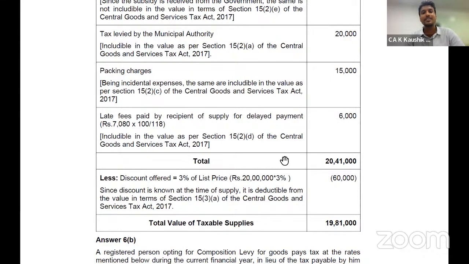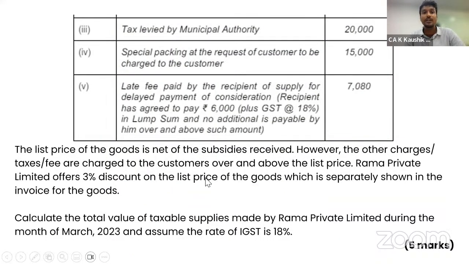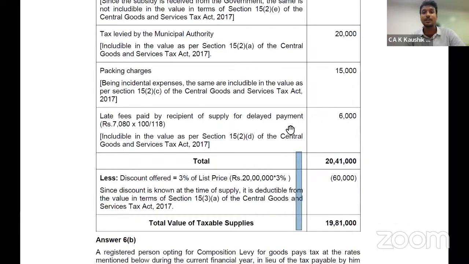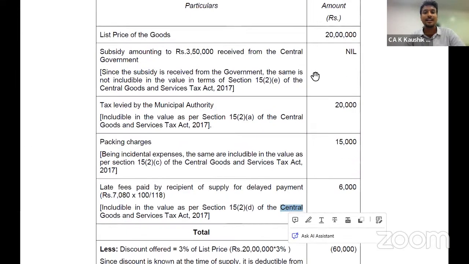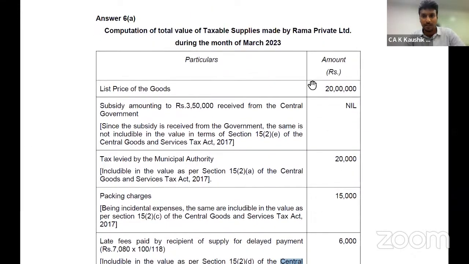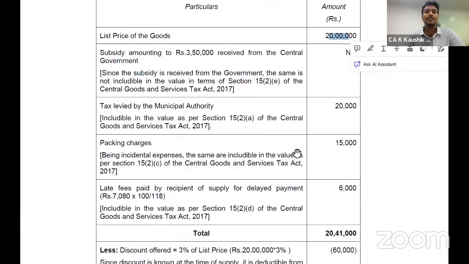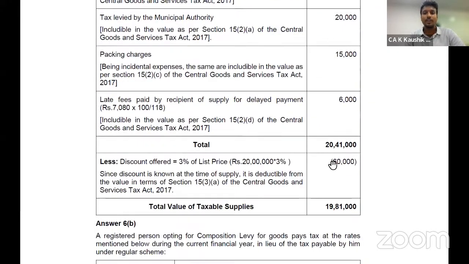For this, they've given a discount offered at 3% on the list price. Don't forget that it is the list price. What is the list price? List price is 20 lakhs and not 20,41,000. So 3% should be calculated on 20 lakhs, that is 60,000. So 20,41,000 minus 60,000, the total value of taxable supplies becomes 19,81,000.